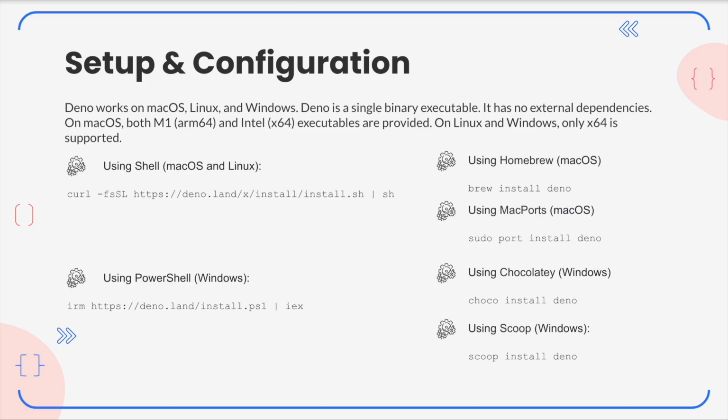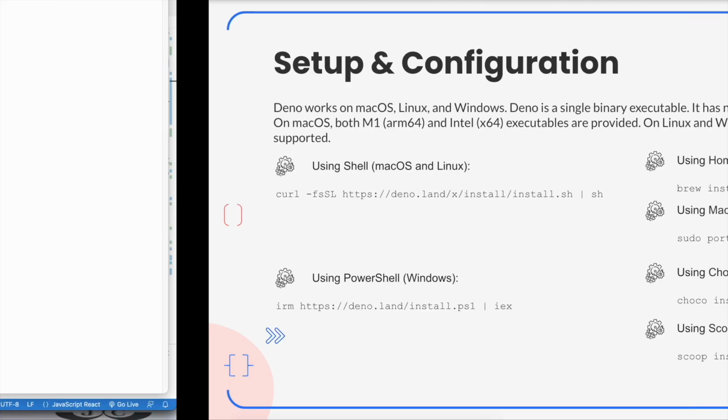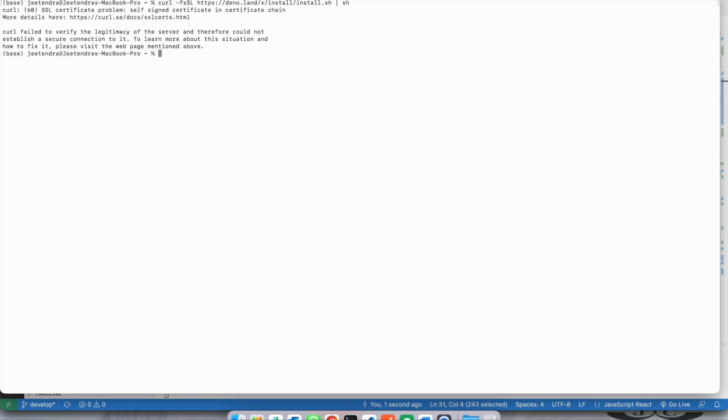However, the shell script might throw some error due to the recent TLS SSL changes. Let's look into it. We will install using the shell script, and this is the error which I was talking about. So it's better to install using package managers like Homebrew.